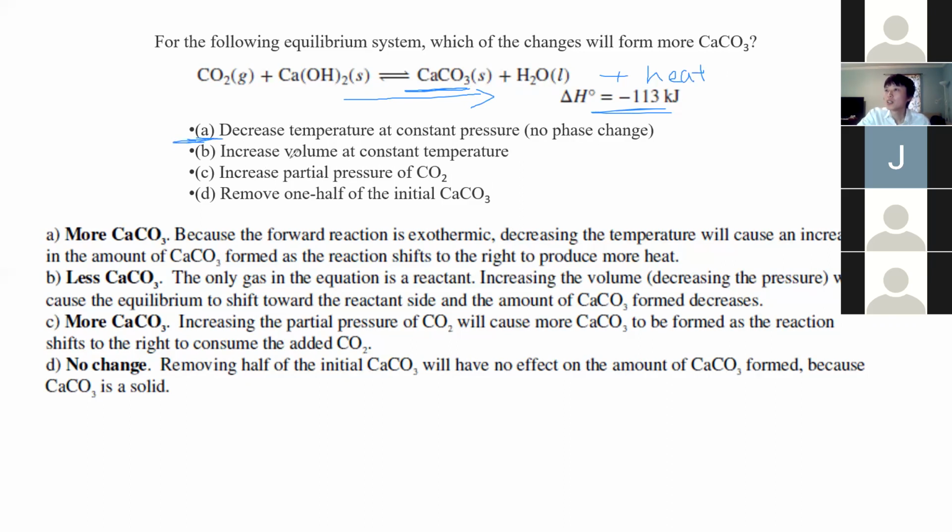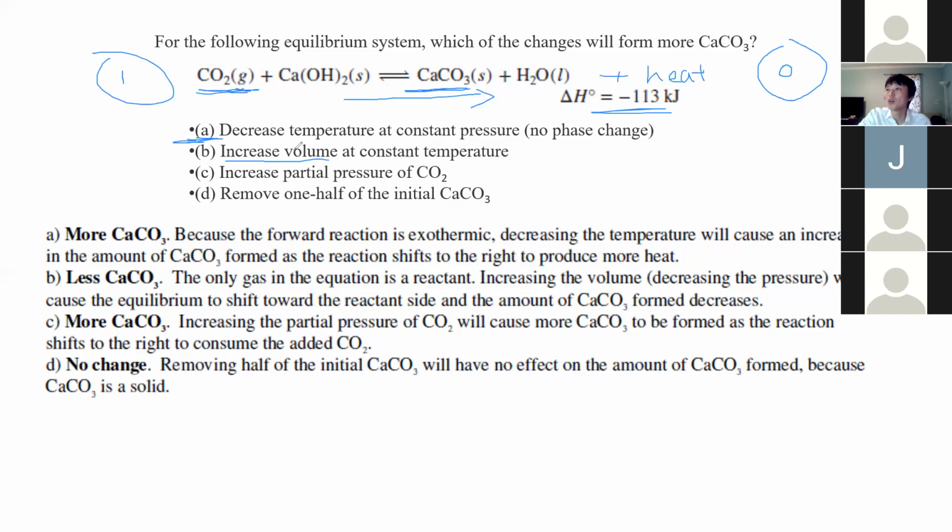And for B, we are increasing the volume at a constant temperature. When we have a change in volume, we want to look at the gas phase. This change of volume or pressure only impacts a reaction that has a gas phase involved. In this equation, we have carbon dioxide on the left-hand side, but no gas on the right-hand side. So we have a total coefficient of 1 for the left-hand side, 0 on the right-hand side. That means if we increase the volume, we have more room for these gas molecules.